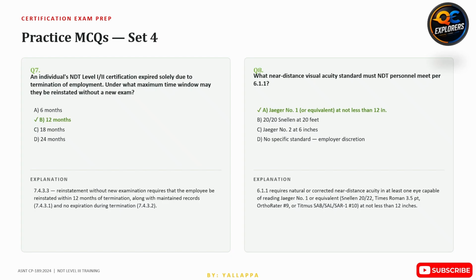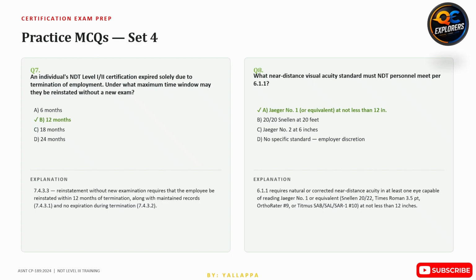The question asks, what near-distance visual acuity standard must NDT personnel meet according to Section 6.1.1? The options include several different vision standards, but the correct answer is Jaeger No. 1 or an equivalent standard at a distance of not less than 12 inches. This is one of the most frequently tested vision requirements in CP-189.